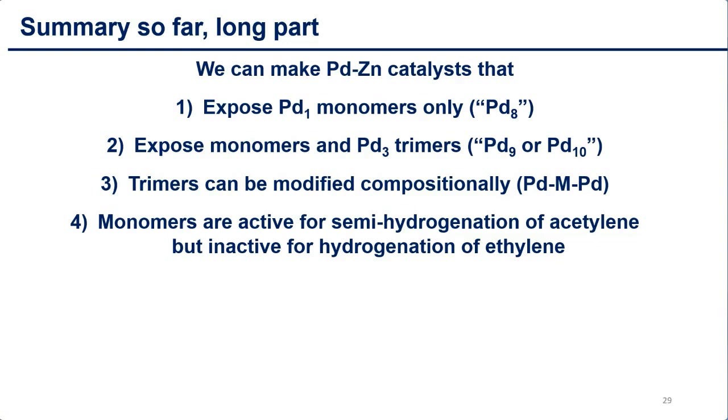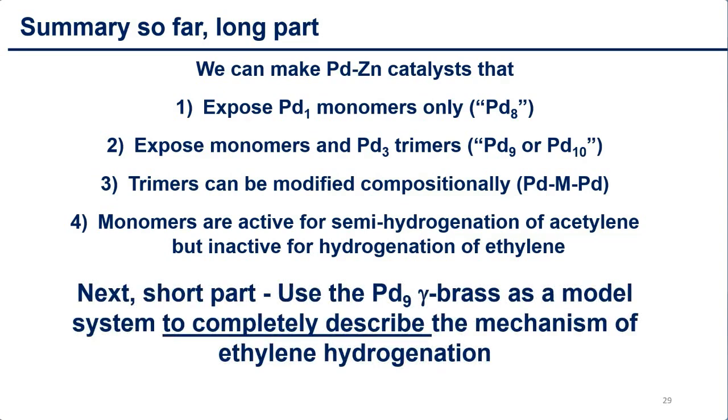And what we've learned is that monomers are active for semihydrogenation of ethylene, but they are inactive for the hydrogenation of ethylene. So what we'd like to do is to use the palladium-9 gamma brass system as a model to study and completely describe the mechanism of ethylene hydrogenation.